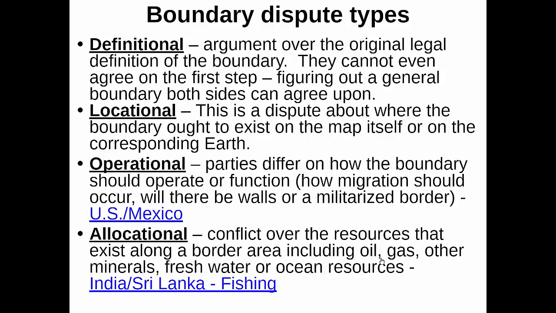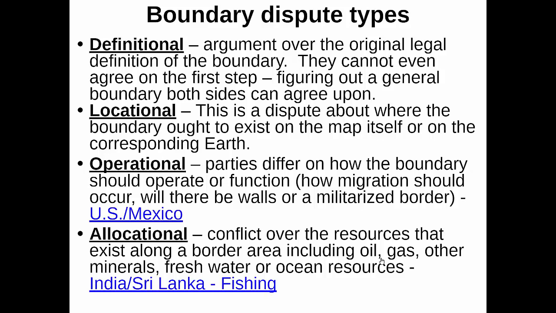First, definitional. Definitional is when you argue over the legal definition of the boundary. You can't even agree on the first step of the 3 Ds. You can't even figure out the general boundary that both sides can agree on, right? So this usually means, hey, we're struggling in negotiations, right? We can't even get to the point where we can establish basic rules as to defining where our boundary is. Oh, I think it's this river. No, I think it's this river 10 miles over. Well, we have different definitions, and we can't agree. All right?